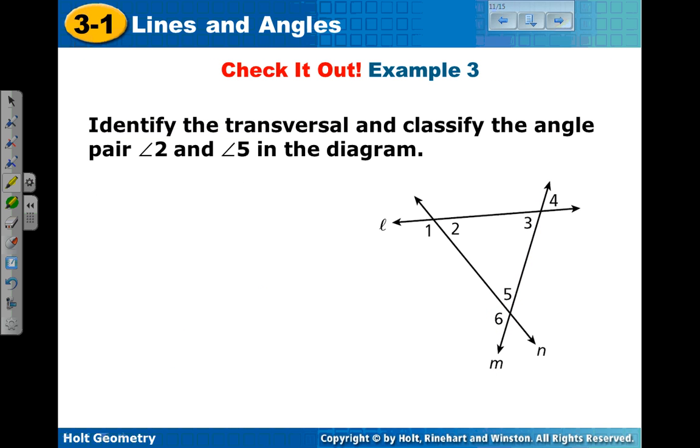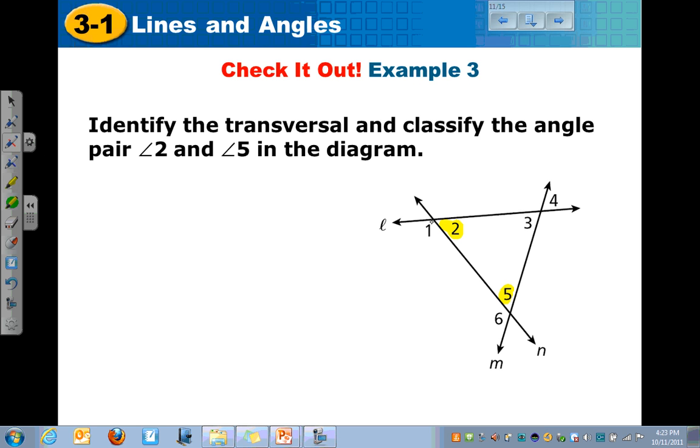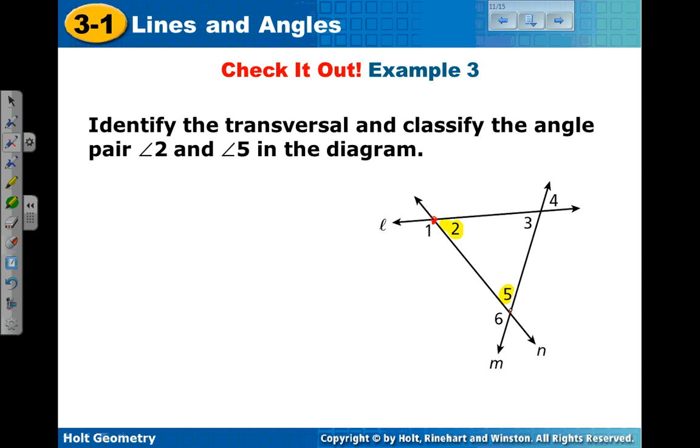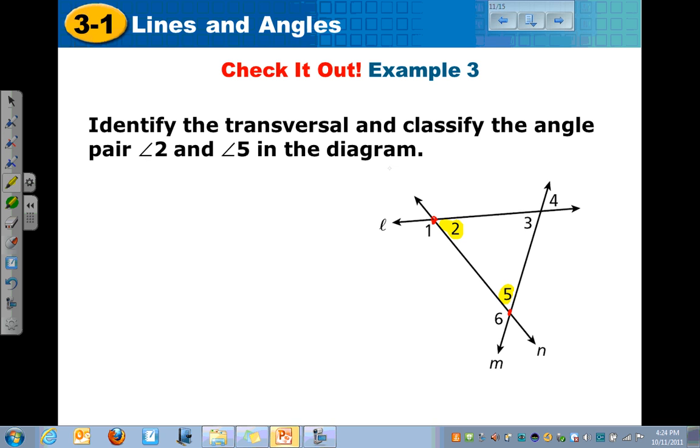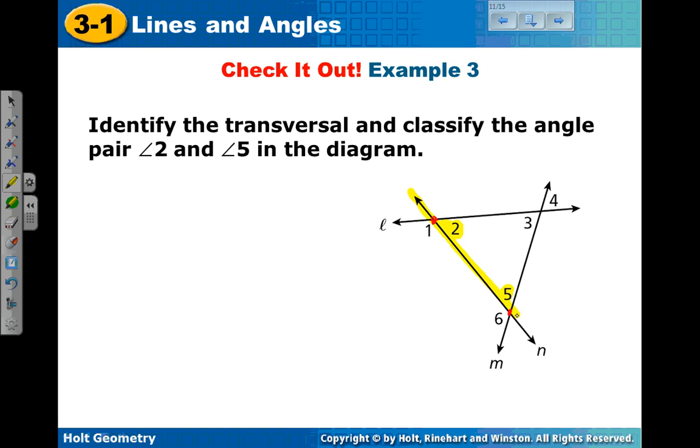Moving on. Now, this is just one question. Identify the transversal and classify the angle pair, angle 2 and angle 5, in the diagram. Well, if we highlight angle 2 and angle 5, the transversal that connects the vertices of those angles is line N. The transversal is line N.